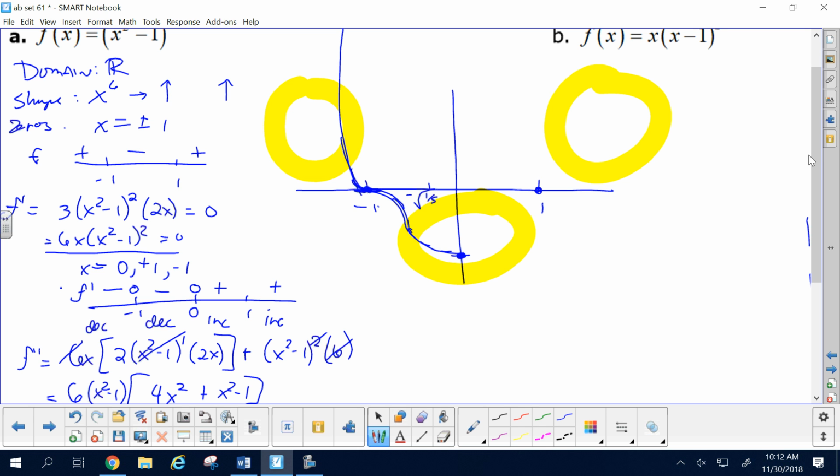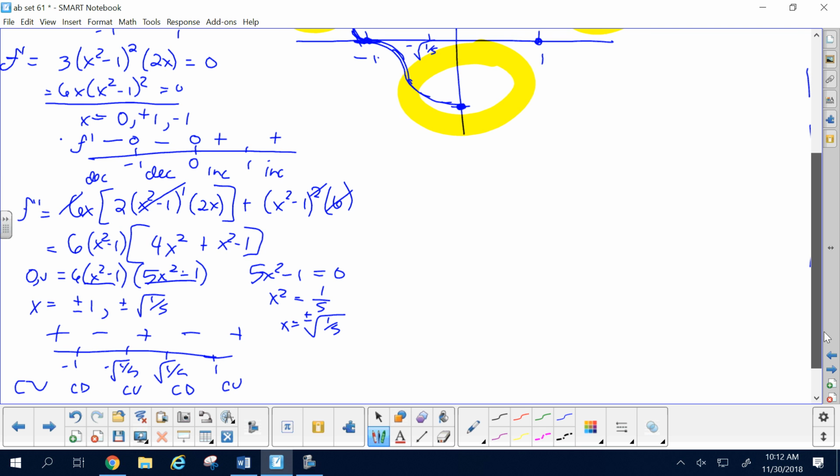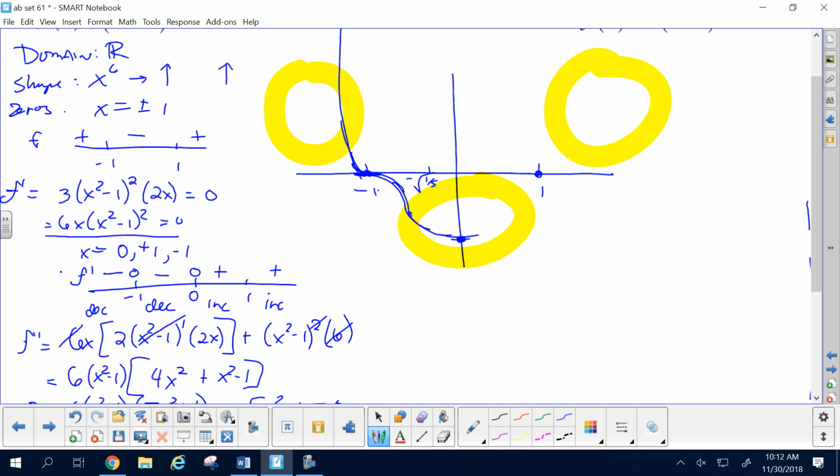When it hits 0, it goes from decreasing to increasing, but the second derivative had nothing to do with 0. So what's the concavity still? Up. All right, so it's going to turn increasing, but still concave up. What happens at positive square root of 1/5? Still increasing, but now it turns concave down.